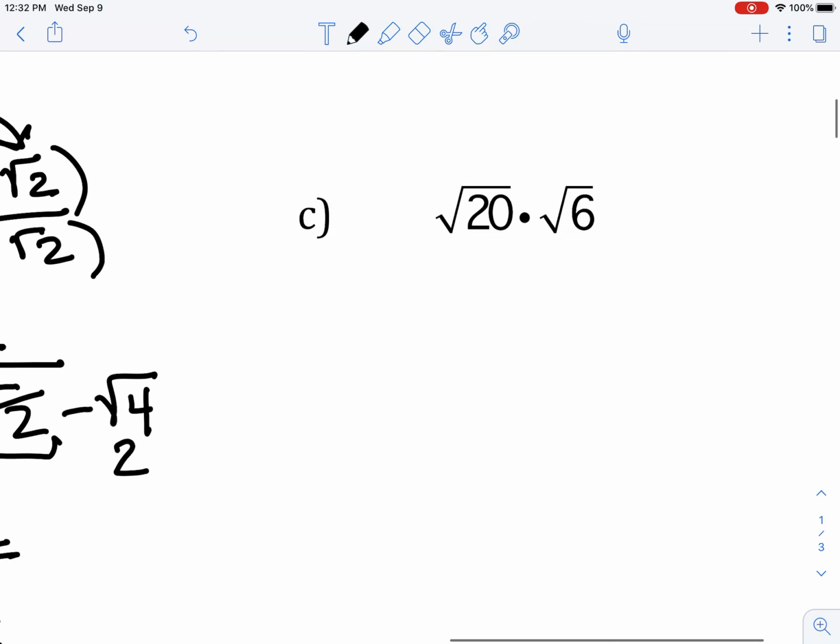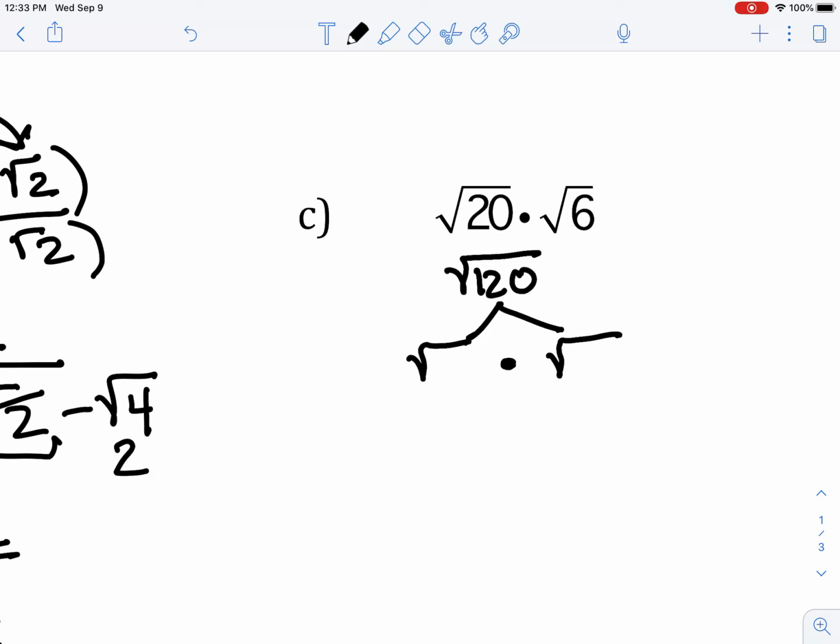1c is multiplying, which was objective 1. So when we multiply 20 times 6, we get the square root of 120. And then we factor 120 into the largest perfect square factor times the remaining factor. So you would go through your perfect square factors, finding that 4 divides into 120 30 times. Root 4 is 2, so 2 root 30.